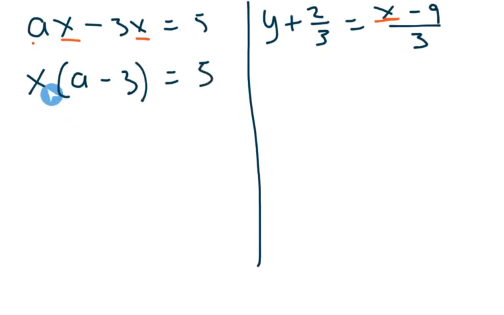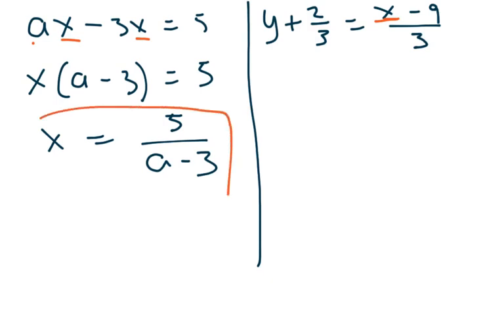And the way this works is, look, the x multiplied by a gives me xa. There that is. ax is the same as xa. And the x into the negative 3 gives me minus 3x, which is what this is here. So this term is the same as these up here. And we still have 5 over here. I want x on its own, so I need to divide both sides by a minus 3. So x is equal to 5 divided by a minus 3. And that's the answer to that one.